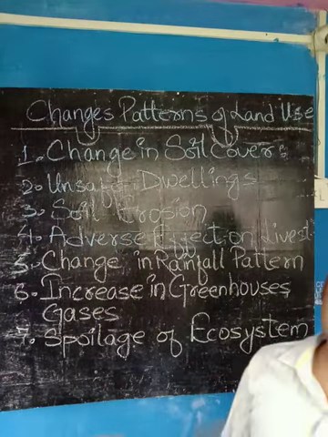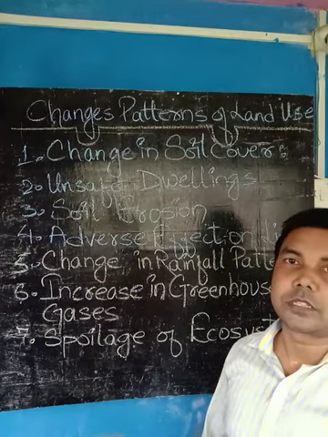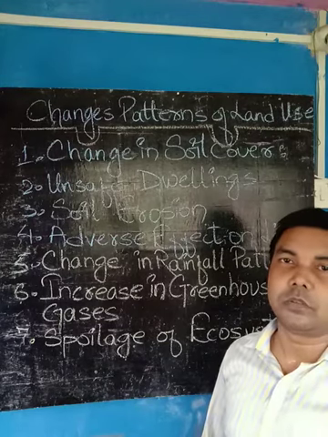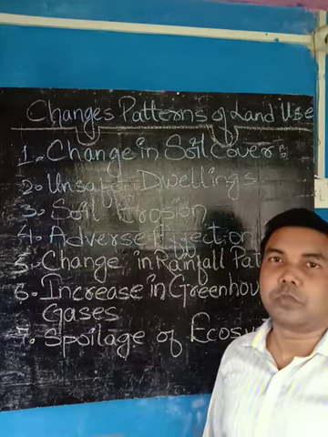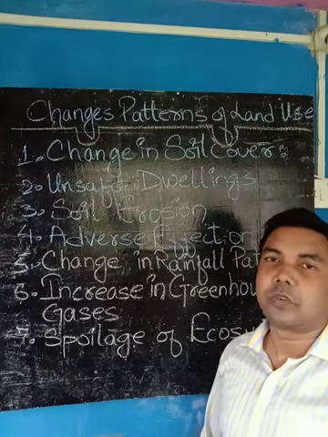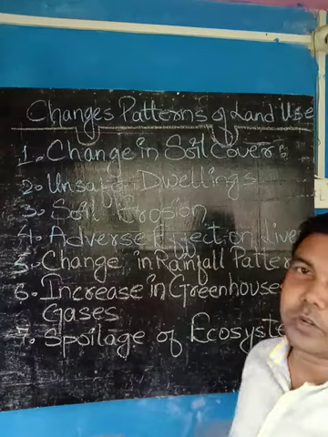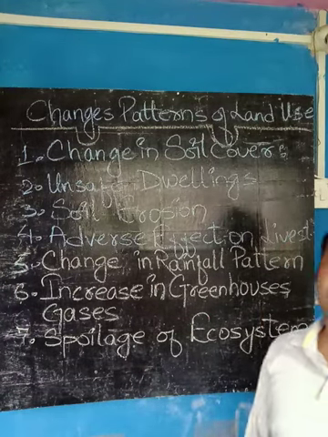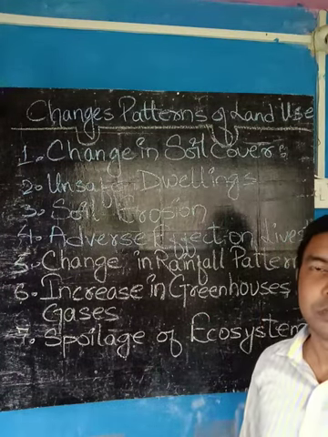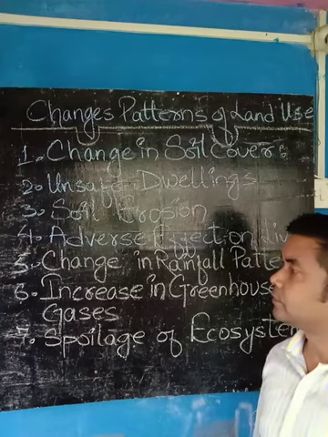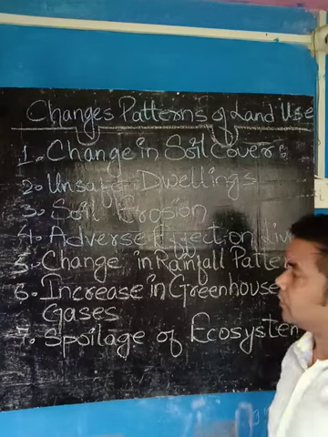Adverse effect on the livestock. The population of the cattle is decreasing day by day because they don't have any food to survive. Change in rainfall pattern. The seasonal rainfall is not there. Unseasonal rainfall is prevailing.